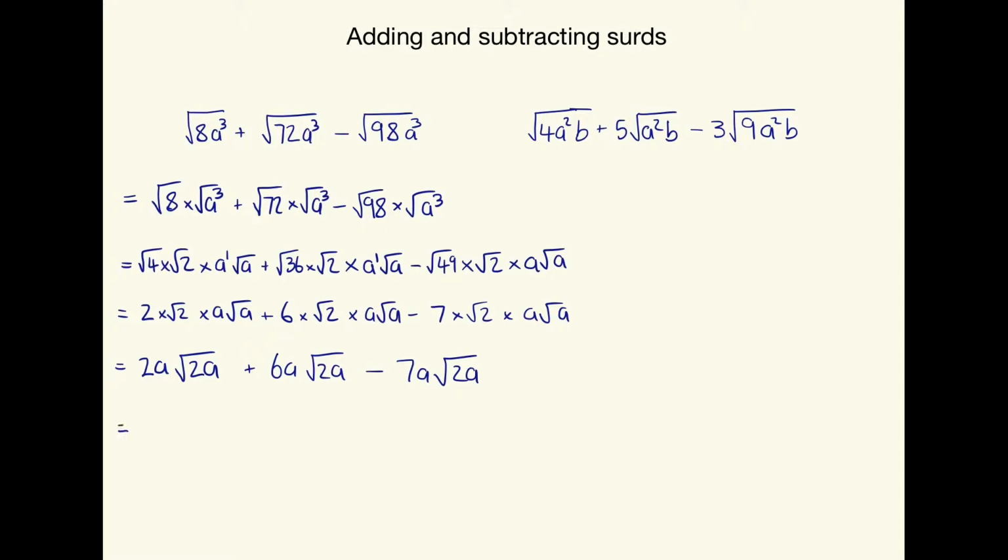So now all we need to do is just add or subtract the terms outside. So we have 2a plus 6a minus 7a. Let's do that. So 2a plus 6a is 8a, and 8a minus 7a is just a. So our answer is going to be a root 2a.